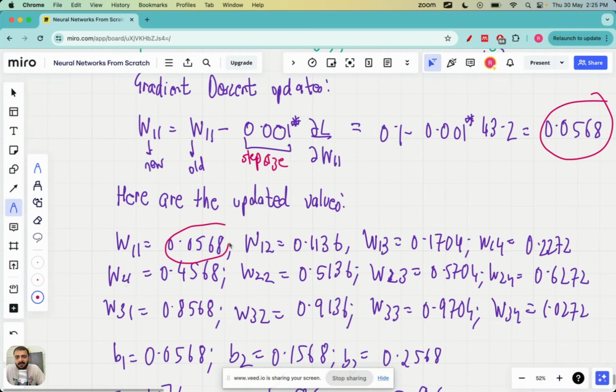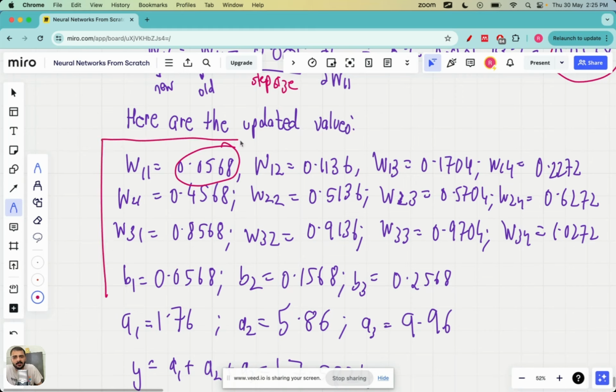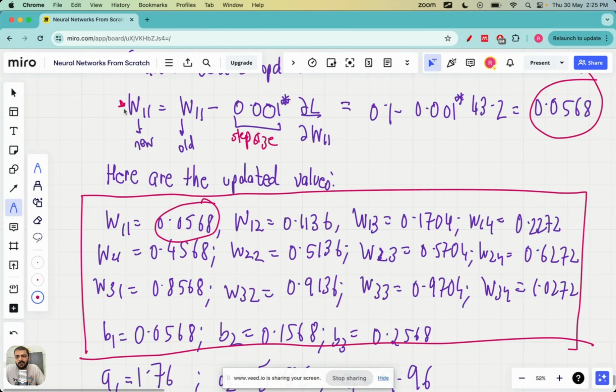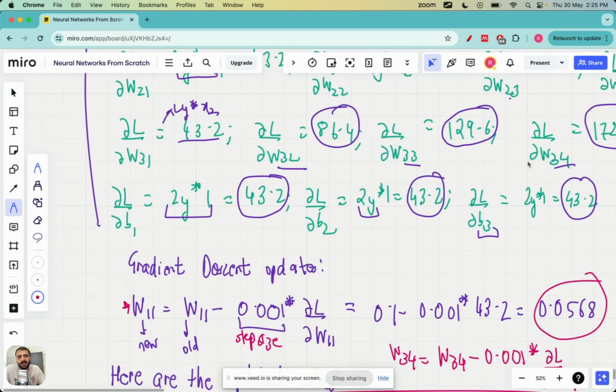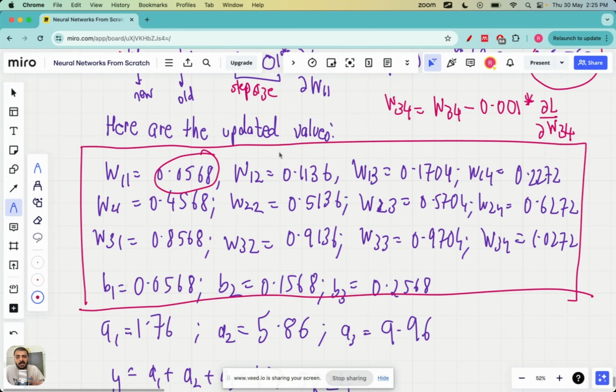Similarly, we can get the updated values for all the other weights and all the other biases which have been mentioned in this box here. We do the exact same rule as has been written here. For example, if you see W34, the updated value of W34 is the original value of W34 minus the step size into the partial derivative of loss with respect to W34. And we have already calculated the partial derivatives above. So it's very easy to get all these 15 updated values of the weights and the biases.